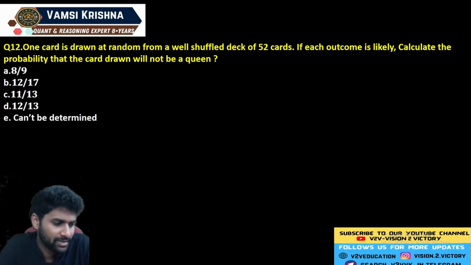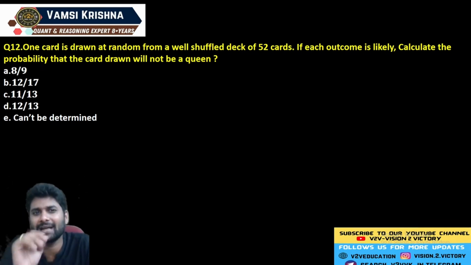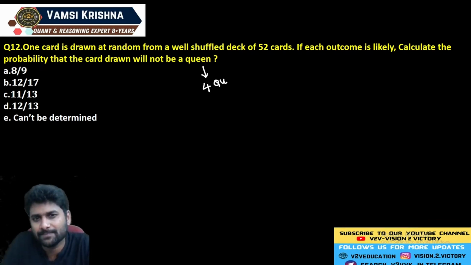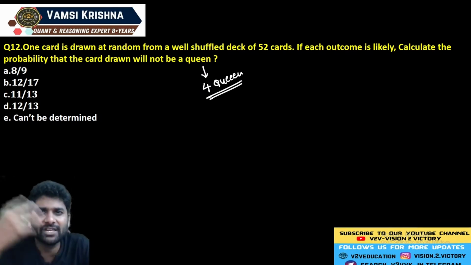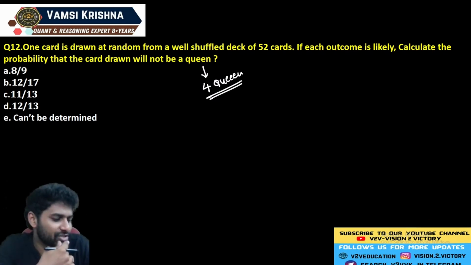So, a question from probability. One card is drawn at random from a well shuffled deck of 52 cards. If each outcome is equally likely, calculate the probability that the card drawn will not be a queen. And you already know that, see, out of 52, there are 4 queen cards, guys. First, try to identify the probability of getting a queen card. Why? Because we need a card that cannot be a queen card. So that is the question here.